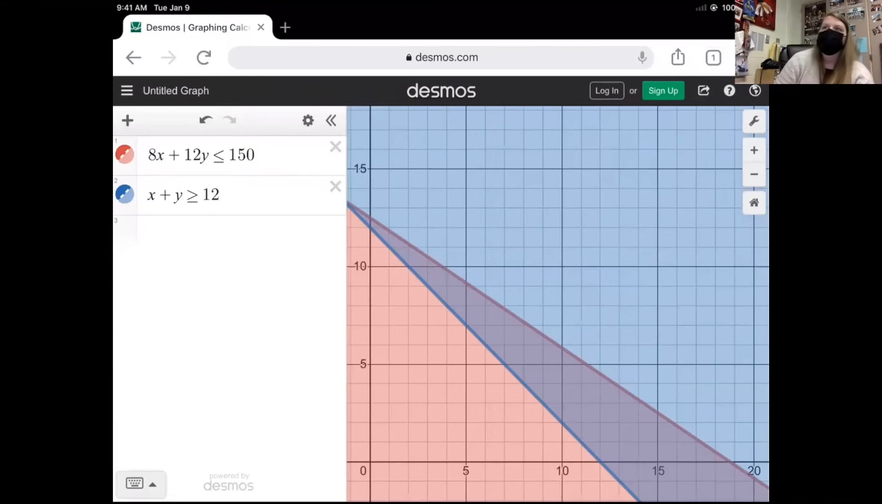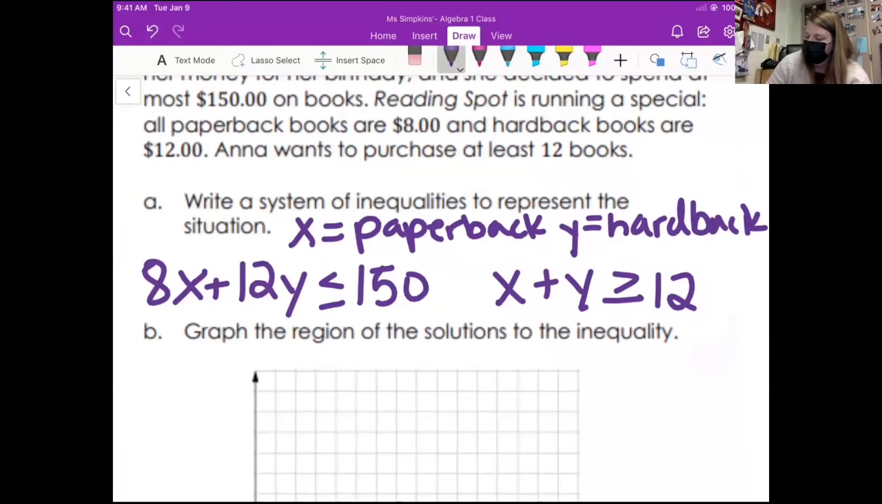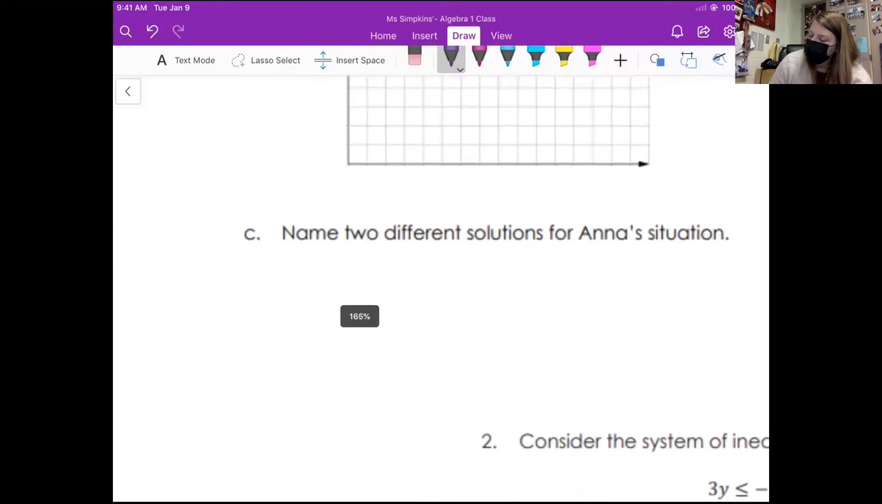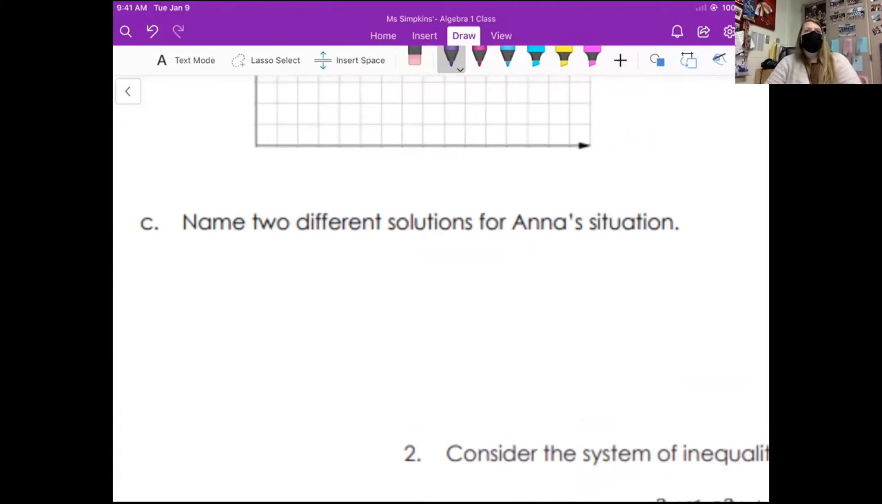Okay, so keep your Desmos open. I'm pretty sure everyone that I see has it correct. You may need to zoom and scroll around a little bit. So in your book, we're going to skip the graphing piece. We just graphed it in Desmos. We want two different solutions for Anna. So look at where the shadings overlap. What is one possible combination of paperbacks and hardbacks she could buy to obviously spend less than 150 and still have over 12 books?